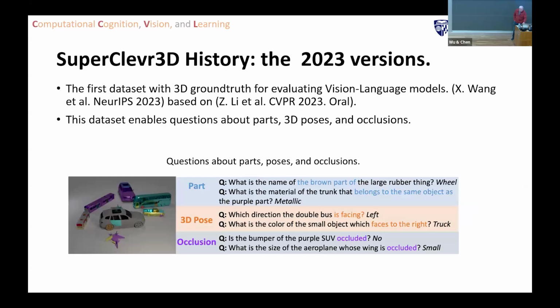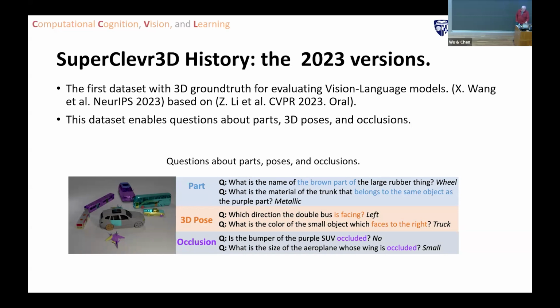So this is just very simple. This is one of the early ones. This one's not terribly realistic, but you can ask questions. What is the name of the brown part on the large rubber thing? So you have to know what a large rubber thing is, another form of knowledge.